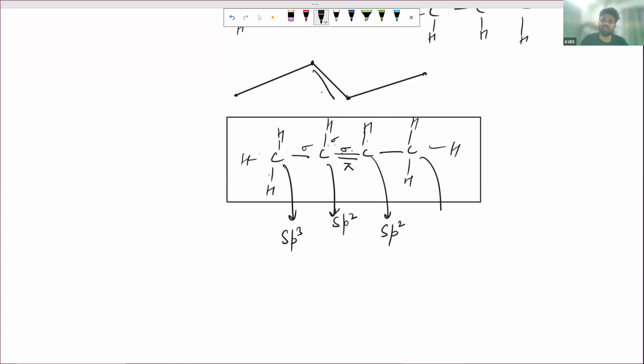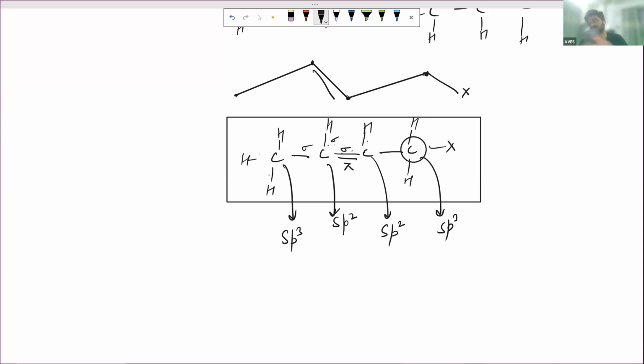Now you know that this is sp3. So if I remove this hydrogen and place an X here, up to here this is carbon, and X is here, I have to remove one hydrogen. So this carbon is sp3. Got it? And this carbon is sp2.